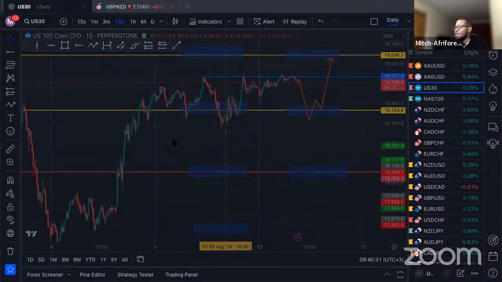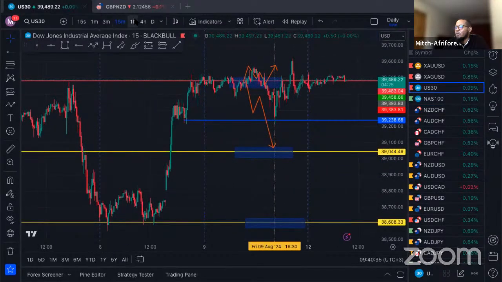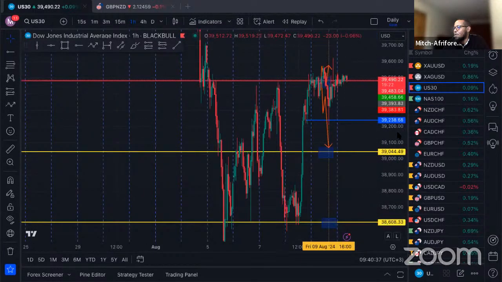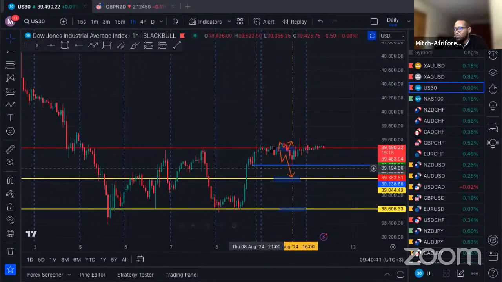So moving on to the next pair, we have the Dow Jones. Now, on the Dow Jones overall, we go up to the 1 hour time frame. You can see we are within this particular range, bouncing between these two levels.